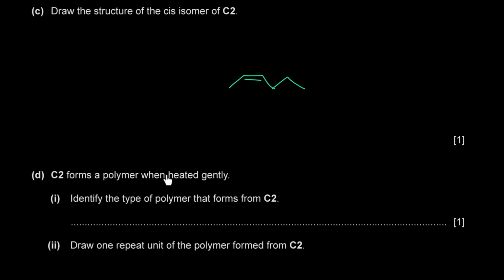C2 forms a polymer when heated gently. Identify the type of polymer that forms from C2. Since we have an alkene over here, alkenes undergo addition polymerization. So the type of polymerization is addition polymerization, and we're going to get an addition polymer here.